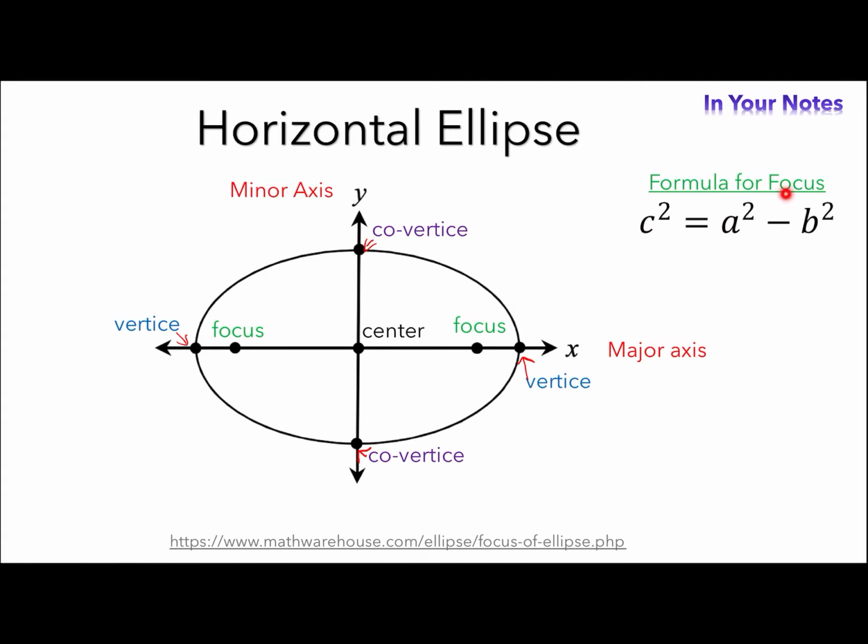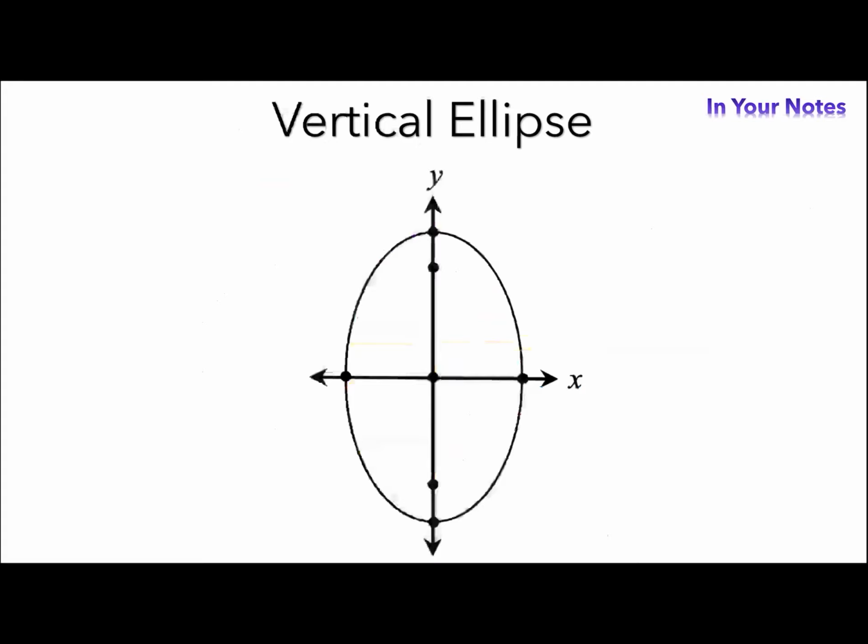Now, c is your focus distance, but what are a and b? a is going to be the distance from the center to the vertex, and b is going to be the distance from the center to the co-vertex. Go ahead and make sure you have everything down, and we're going to go on and write notes about the vertical ellipse. Okay, so you need to draw this in your notes also.